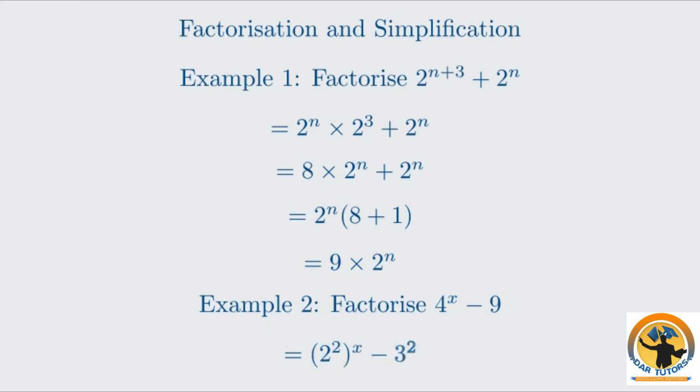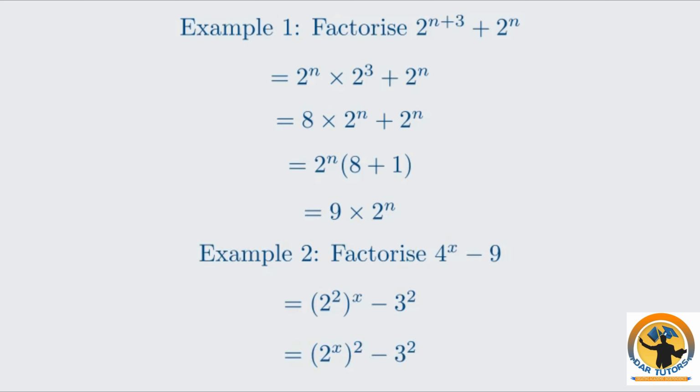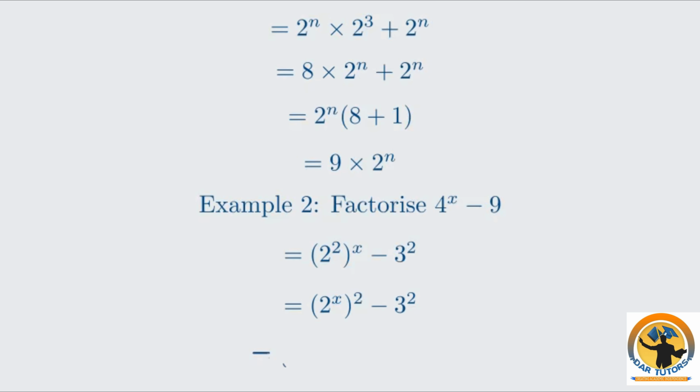We can rewrite 4 to the power of x as 2 squared to the power of x, which is 2 to the power of 2x, or 2 to the power of x, all squared. We can also write 9 as 3 squared. Now the expression is in the form of a squared minus b squared, where a is 2 to the power of x and b is 3. The difference of two squares factors into (a plus b) times (a minus b). So our expression factors into (2 to the power of x plus 3) times (2 to the power of x minus 3).